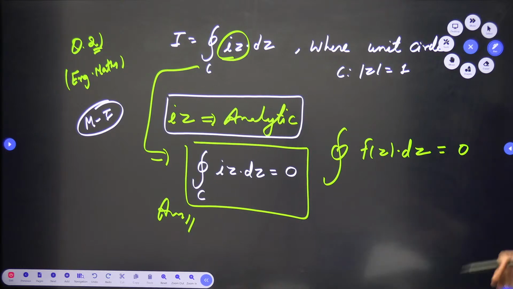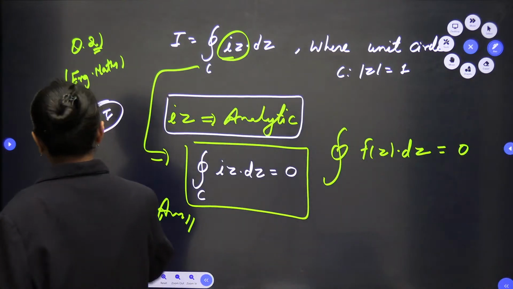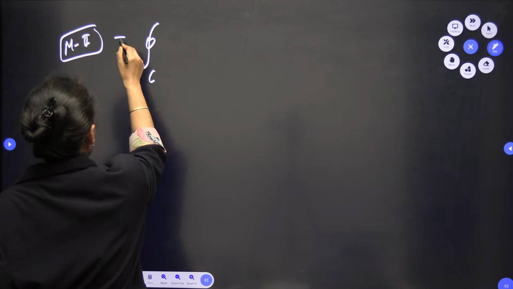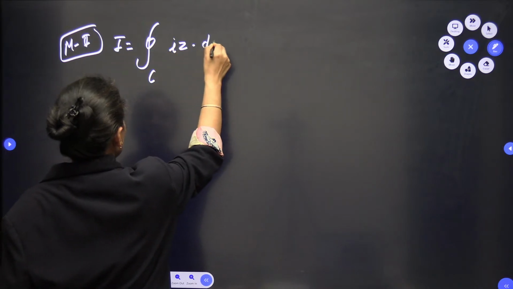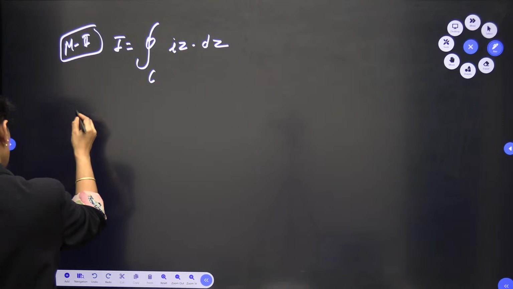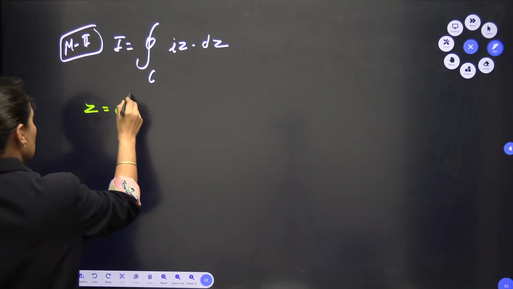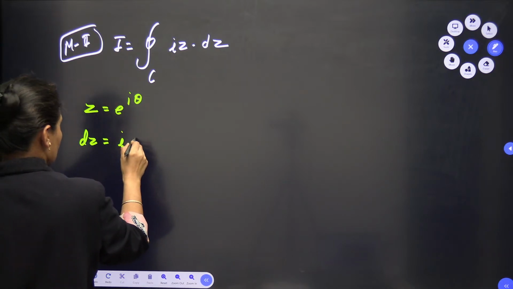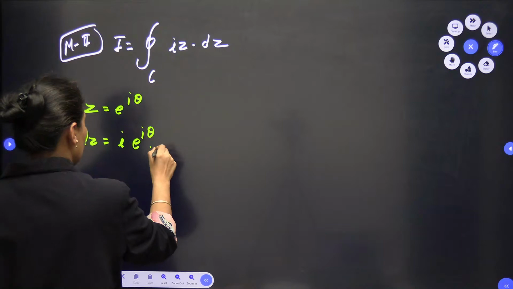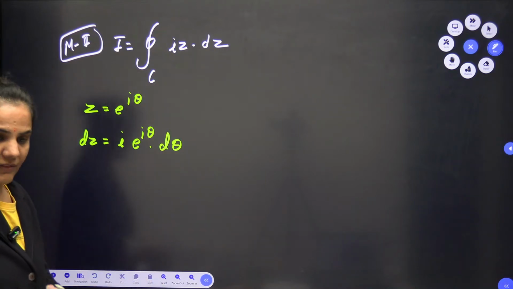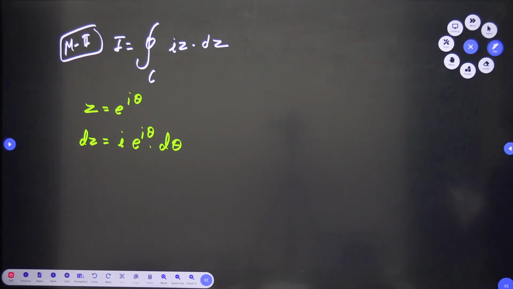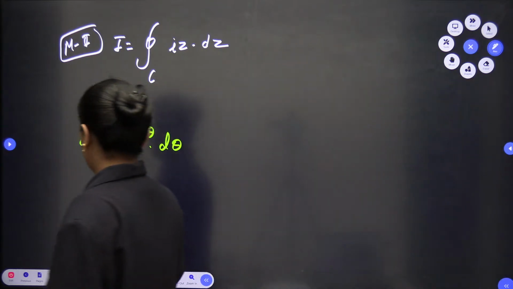But if you still want to solve, we need to go with this one. What is the closed contour? I is the integral of iota z dz. If it is possible, we can take z equals e power iota theta. So dz will be iota e power iota theta d theta. If I do not substitute this using Euler's formula, we are not able to solve this question very easily. And we know very well this is a closed contour, the unit circle.